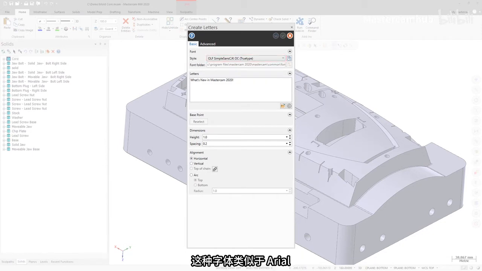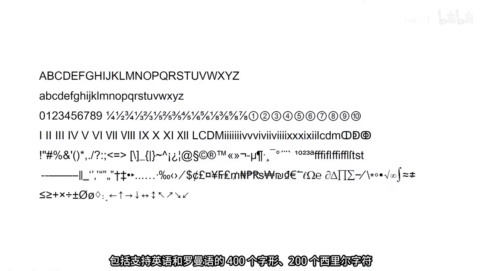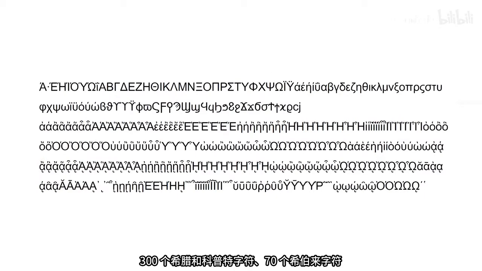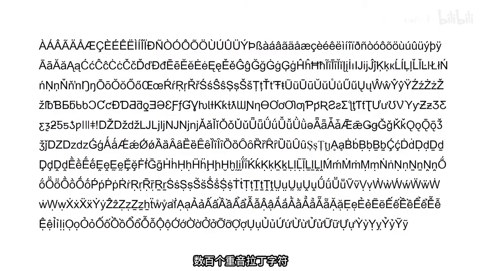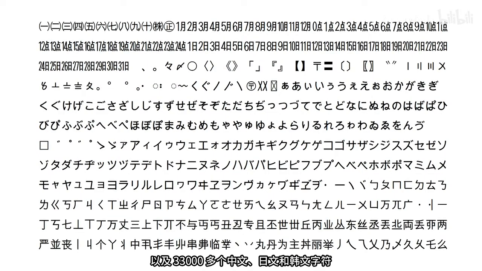This font is similar to Arial and has over 35,000 characters that help support a wide range of languages, such as 400 glyphs for English and Romance languages, 200 Cyrillic characters, 300 Greek and Coptic characters, 70 Hebrew characters, several hundred accented Latin characters, and over 33,000 Chinese, Japanese, and Korean characters.